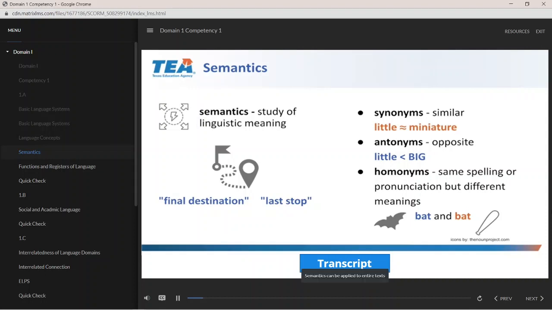Semantics can be applied to entire texts or to single words, as in final destination and last stop are technically synonymous, but semantically different. The student application is that as English learners' fluency improves, semantics can help deepen their understanding of words and how to use them.